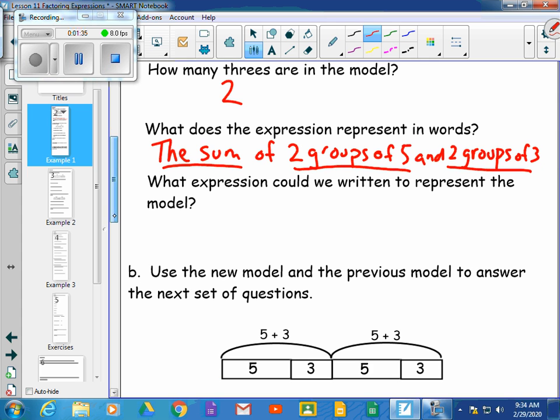Now, what expression could be written to represent this model? We could say 2 times 5, that would be our 2 groups of 5, and then we have 2 groups of 3, 2 times 3, and we're putting that together: the sum of 2 groups of 5 plus 2 groups of 3.